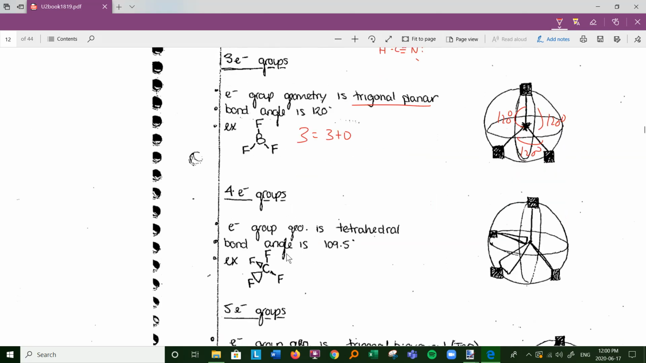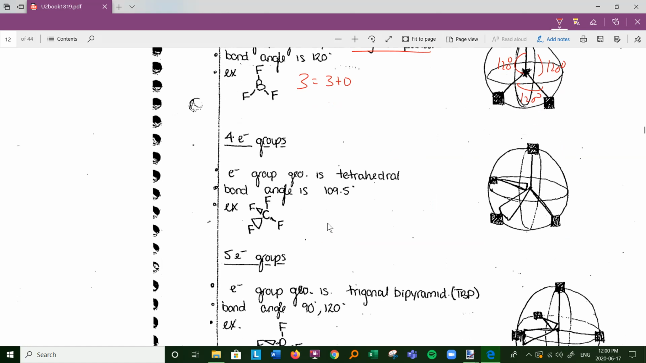If we have 4 electron groups, then the electron group geometry is tetrahedral, and we see it's not like a cross or a plus sign. We're using the 3 dimensions here, and the bond angle trigonometry can show it to be 109.5 degrees. So that 109.5 degrees, sometimes I just say 109 degrees, that is known as the tetrahedral bond angle. Okay, 109.5 degrees. So carbon tetrafluoride is like that.